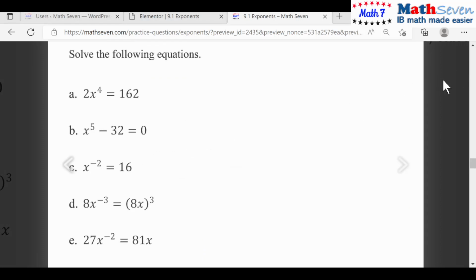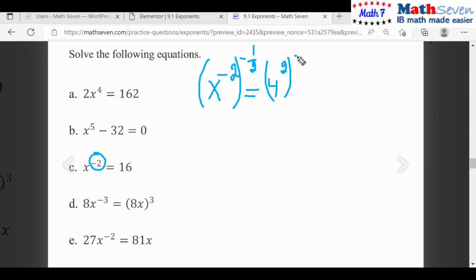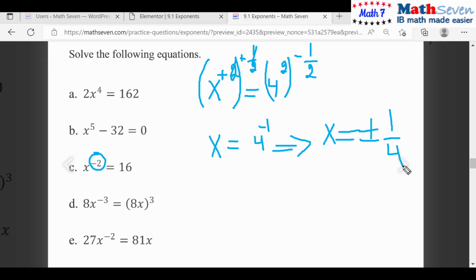Now part C, this one. Again, this is an even power, so the answer will have plus or minus. So x to the power of minus 2 equals 16, which is 4 to the power of 2. Now I raise both sides of the equation to the power of minus half, so that the minus and minus cancel out, and half times 2 cancels out. You're left with x equals 4 to the power of minus 1. That means x equals plus or minus 1 over 4.